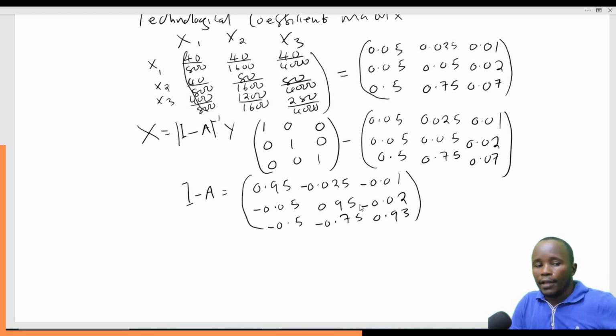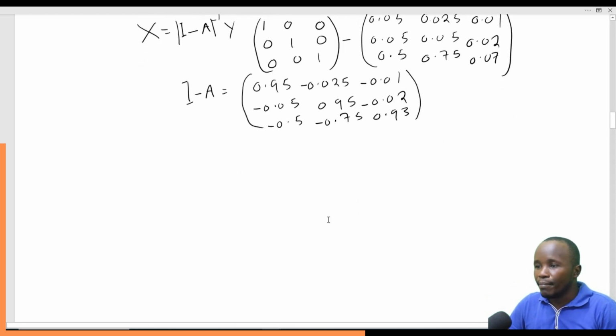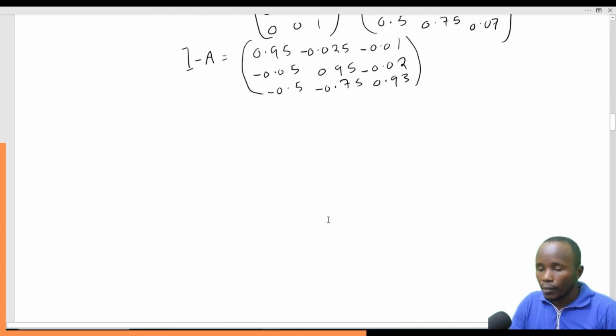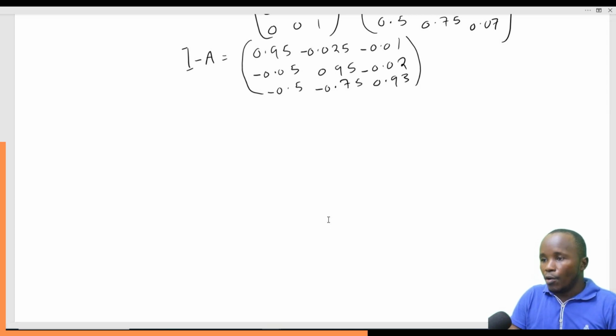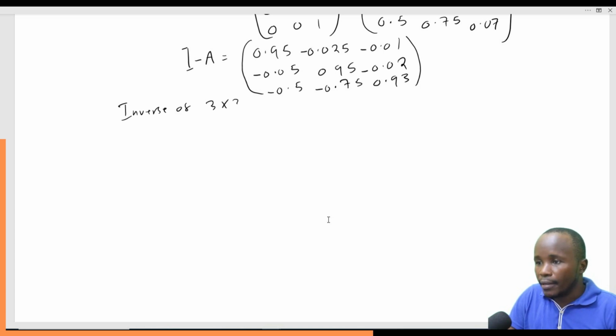Now, from here we need to find the inverse of a 3 by 3 matrix. How do you get the inverse? We need to find the inverse of a 3 by 3 matrix. The first step, we begin by getting the minus matrix.